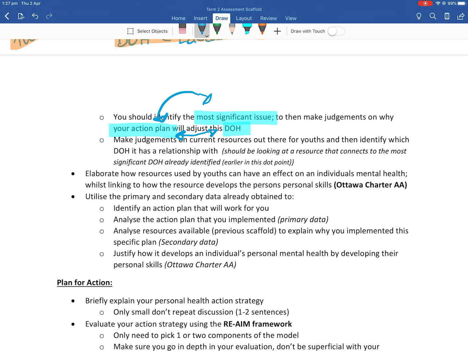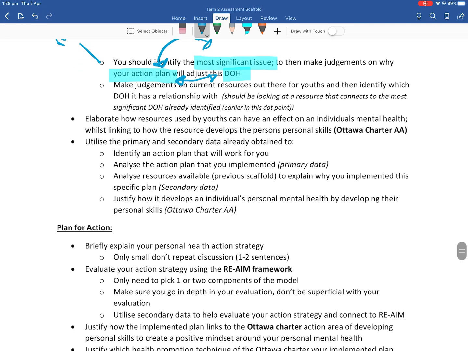Just like when we talk about analyze, there's two parts of it. We have the first part, which is breakdown, and then we have relationship. This point is all about the relationships. You need to explain that. Explain the relationships for me. Why will your action plan work to adjust your most significant issue that is currently affecting you?